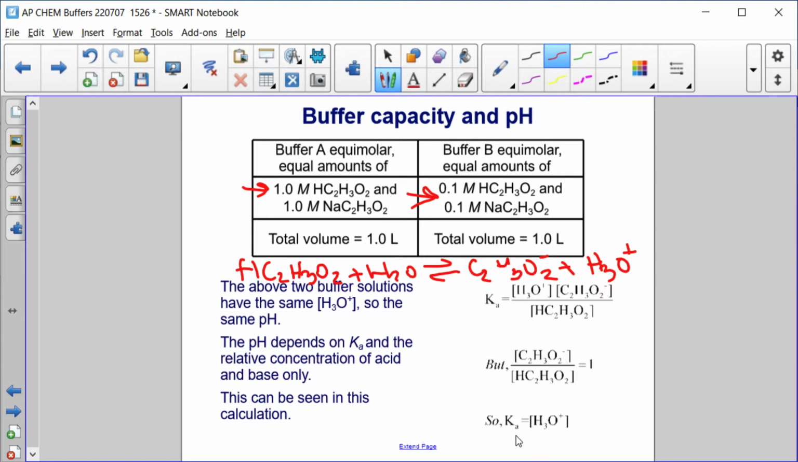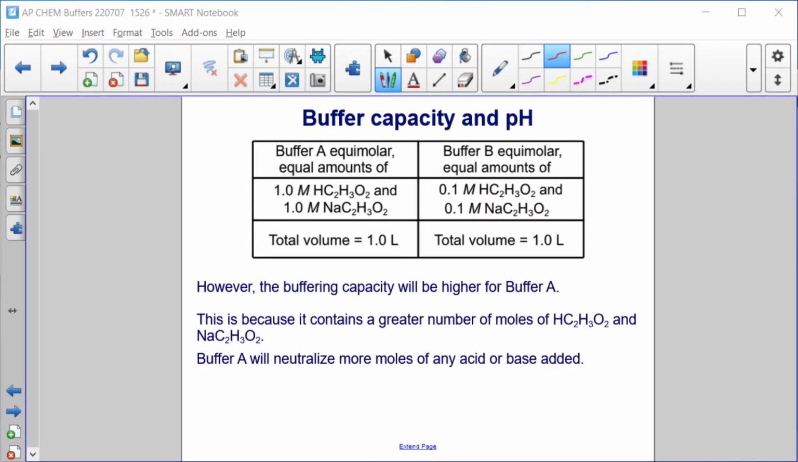So the Ka is equal to the hydronium ion concentration. So even though these buffer solutions have different concentrations of acids and bases relative to each other, they have the same pH because they have the same hydronium ion concentration equal to the Ka. Even though they have the same pH, the buffering capacity will be higher for buffer A because it contains a greater number of moles of acetic acid and sodium acetate. Buffer A will be able to neutralize more moles of any acid or base that is added.